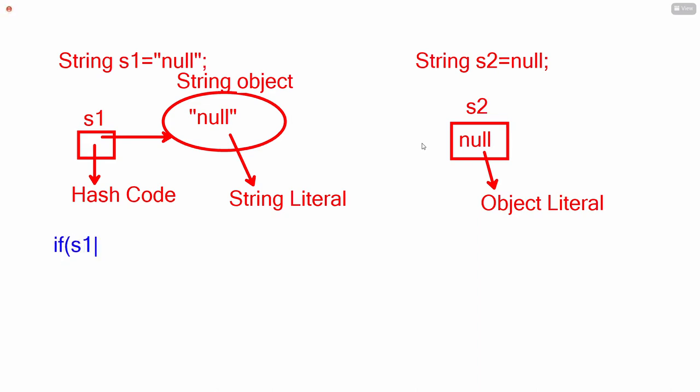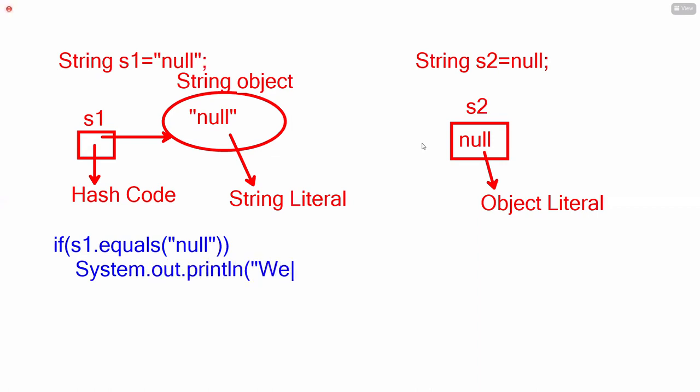Now one more question. Give me the answer. If S1.equals(null), System.out.println welcome. Now S1.equals(null): true or false? True. Then what is the output? Now it will check here. Content is checked. So here the output is welcome. The same code I'll write here. What will happen? Give me the answer.